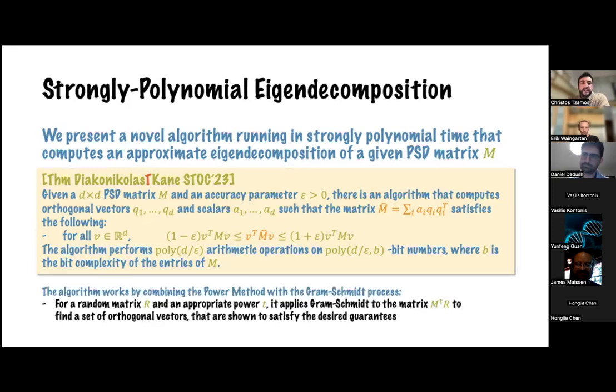So the algorithm works by combining the power method with the Gram-Schmidt process. The algorithm is randomized. What it does is start with a random matrix R and multiply M with R, T times. So it essentially computes M to the T times R, and then applies the Gram-Schmidt process to orthogonalize the columns. And this set of orthogonal vectors, we showed that they indeed satisfy the desired guarantees. So this is one side result that we got.